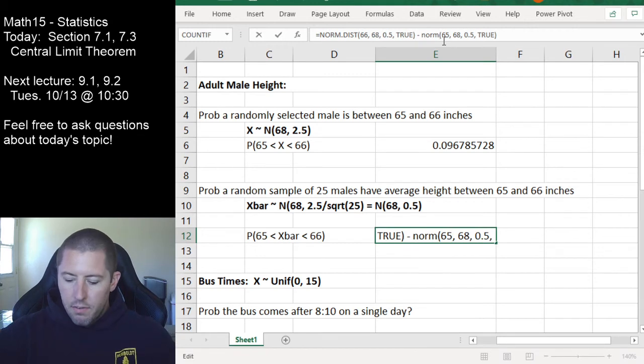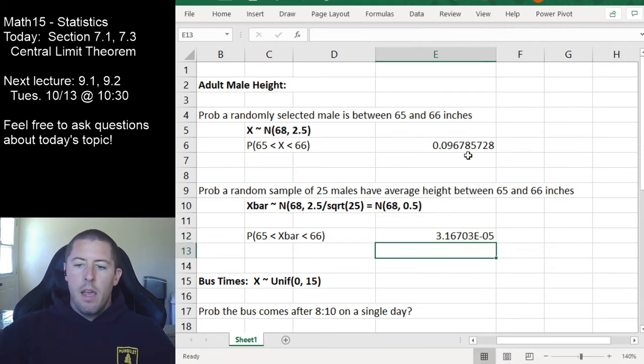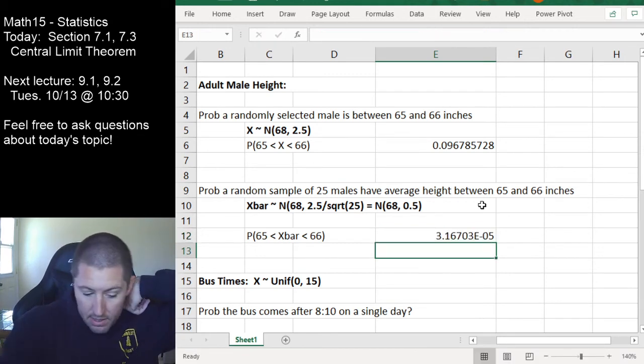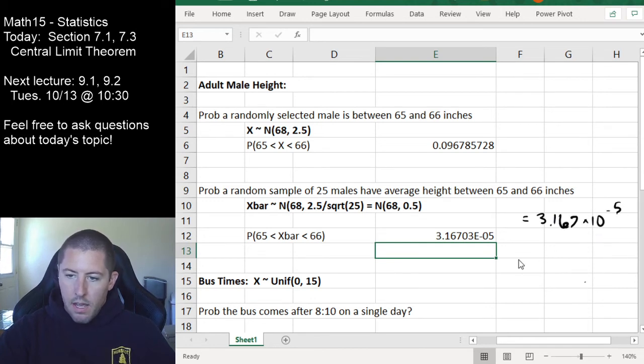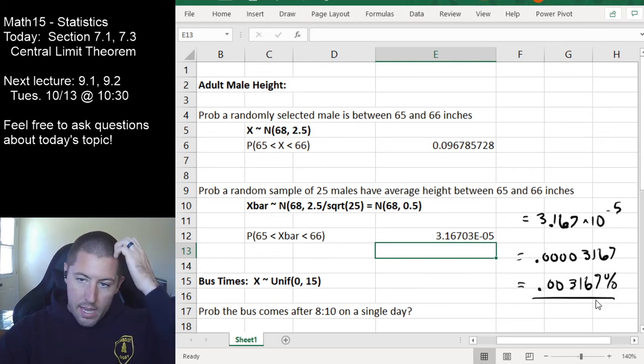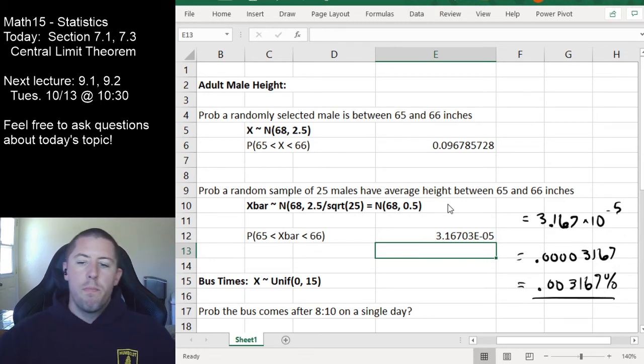Oh, I typed norm instead of norm.dist. Didn't like that. And now see that it's giving us this slightly wonky looking thing right here. This is the same thing as 3.167 times 10 to the negative fifth. So notice I moved the decimal place 5 units to the left. And so therefore this should be 0.003167%.